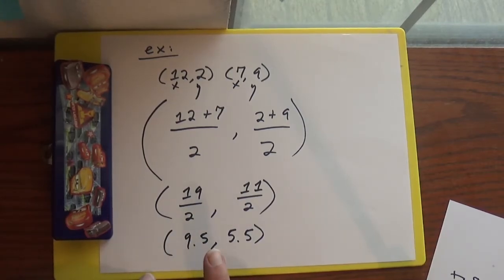So this point is halfway in between these 2 points. That's all you got to do. Add them up, divide by 2.